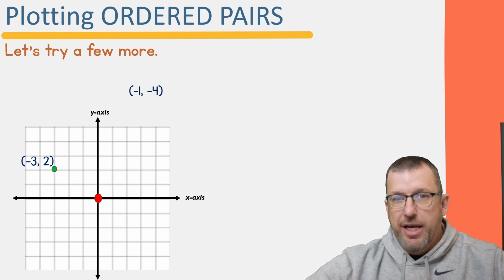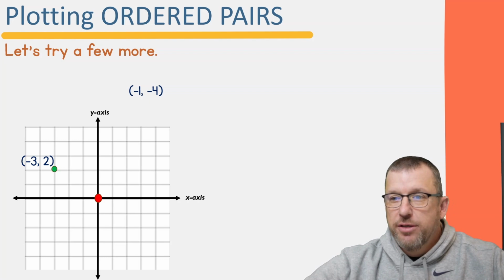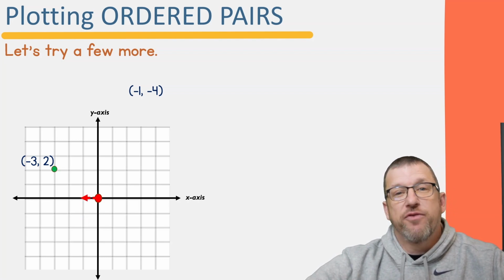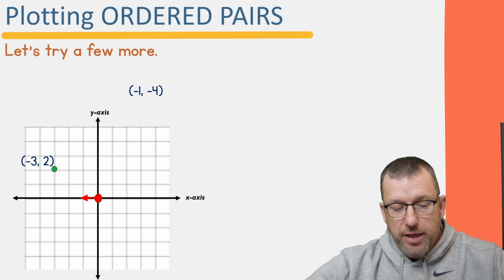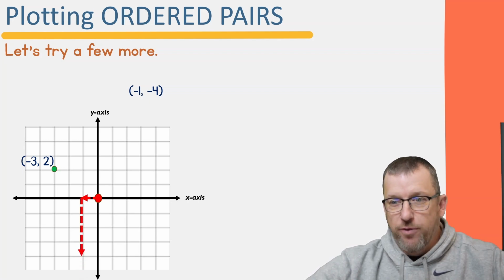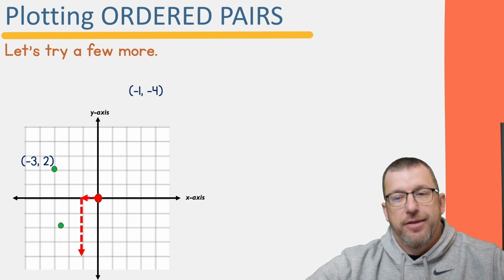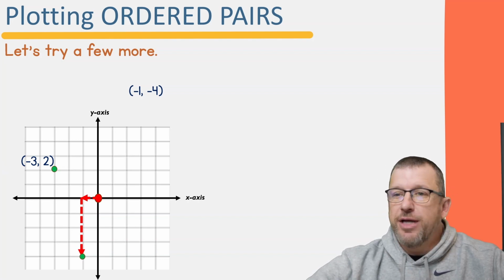-1, -4. Start at the origin, run backwards 1 because that's a -1. And now we're going to jump -4, which means we're going down. All right, this is a bad jump. We're going down 4 spots. And guess what? That's where our dot goes, our new data point.